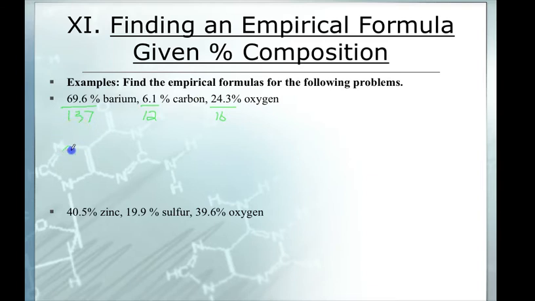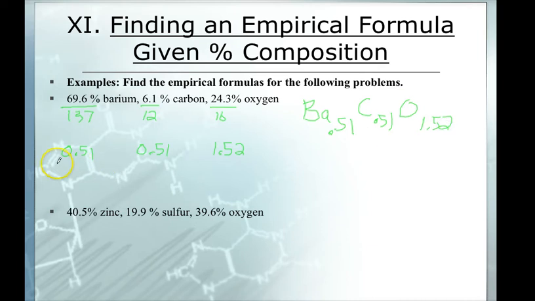So what do I get when I divide this? Well, this one I get 0.51. I get the same thing here, 0.51. And in this one, I get 1.52. So what it's saying so far is barium is 0.51, carbon is 0.51, and the oxygen is 1.52. But of course I can't have these numbers.